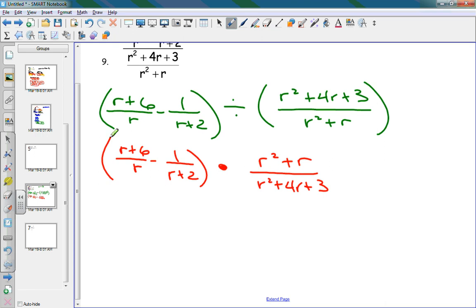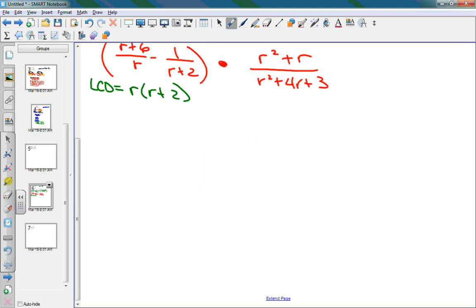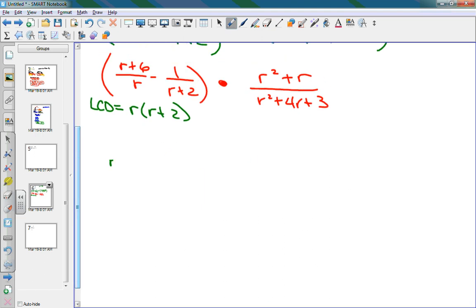that? So now, I need to find my LCD between r and r plus 2. R times r plus 2. Do we all understand that, yes or no? Okay. So I need an r times an r plus 2 here, and then an r times an r plus 2 here. Now, I changed this to plus, so what does that mean I have to do up here? That's a plus and that's a minus 1. Do we all understand that?